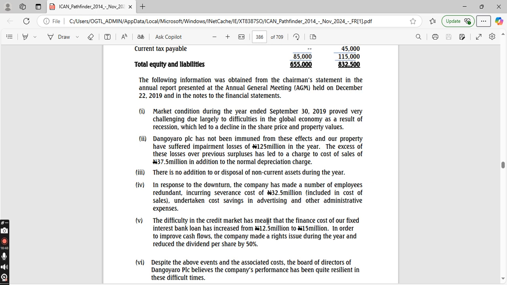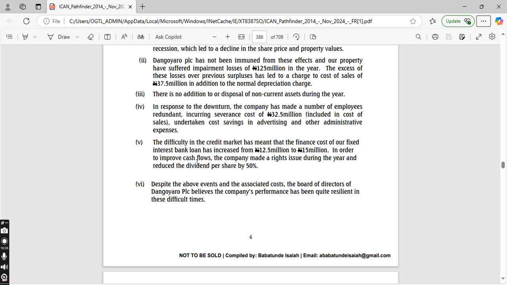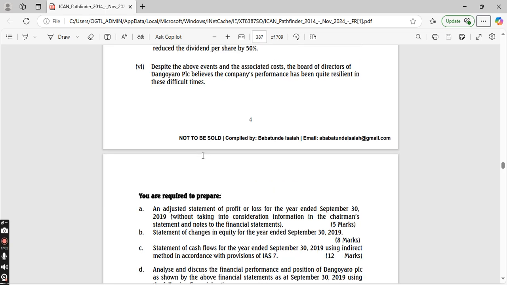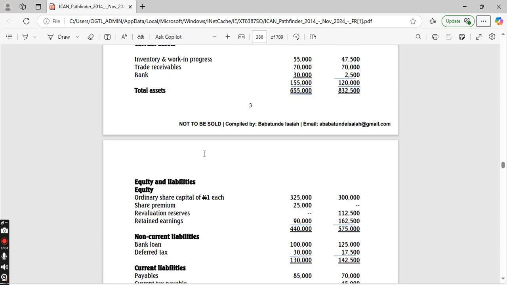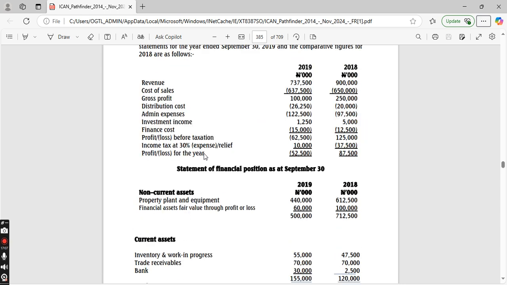All right. So what do we have in this question? Do we have any additional information on distribution costs? No, there's nothing on distribution cost. Okay, so what else do we have? Admin expenses. Do we have anything on admin expenses? No. Okay, so what else do we have? Investment income. Any additional information on admin expenses?